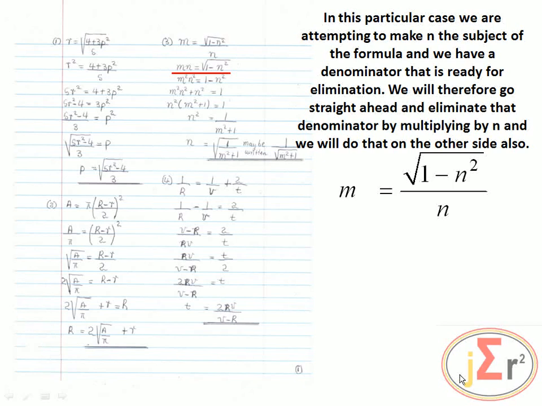In this particular case, we are attempting to make n the subject of the formula, and we have a denominator that is ready for elimination. We will therefore go straight ahead and eliminate that denominator by multiplying by n, and we will do that on the other side also. What do we mean when we say we have this denominator ready to be eliminated? Two things.